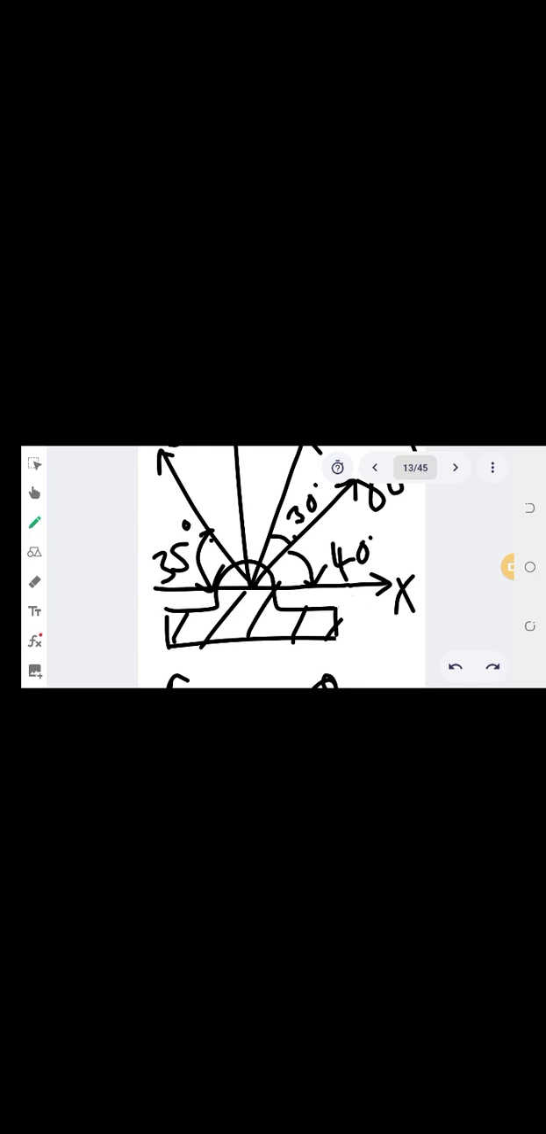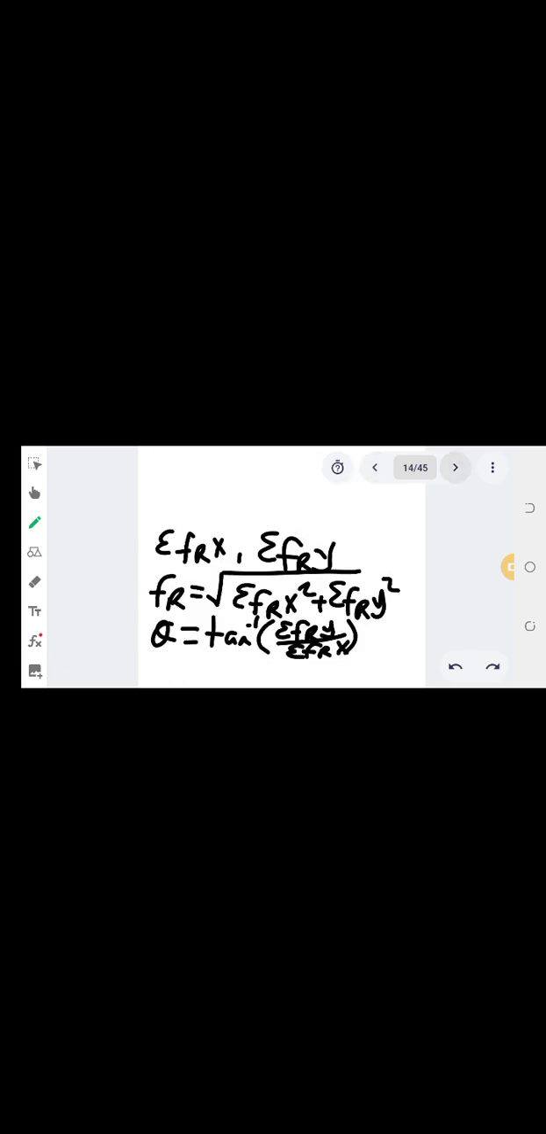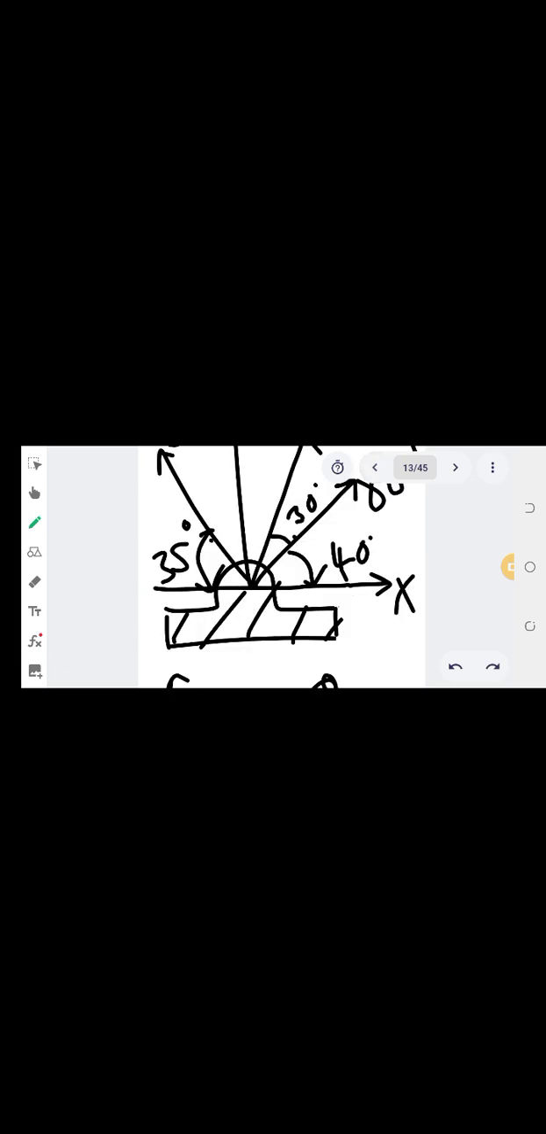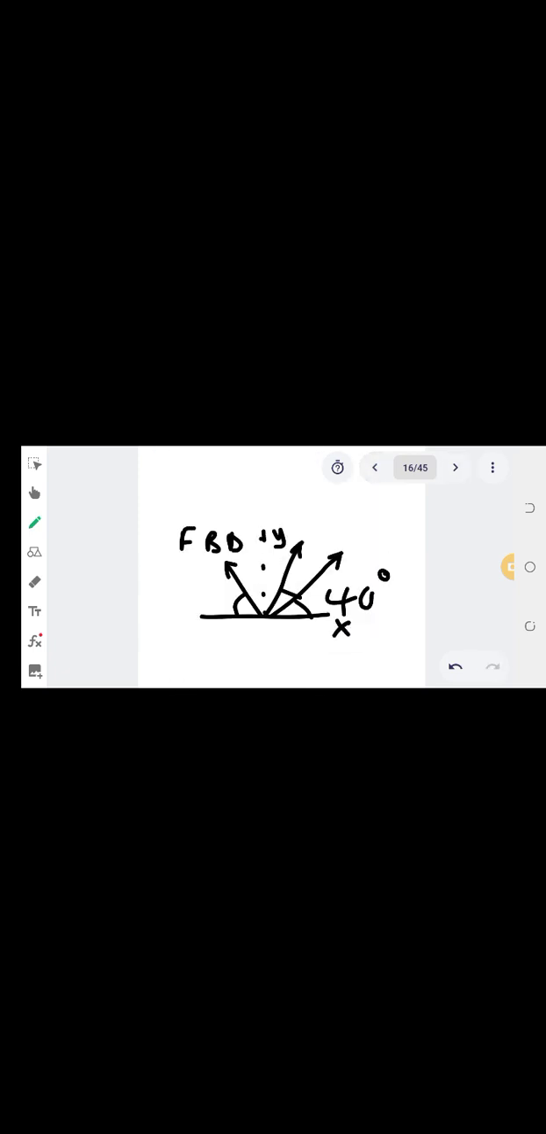So this is 13. I've got this angle. So this is 40. So I've got a 40 here. Then also have 30, 35 there. So this is 30, and this is 35 here. So here I've got the 80 Newton force. Then here I've got the 120 Newton force.